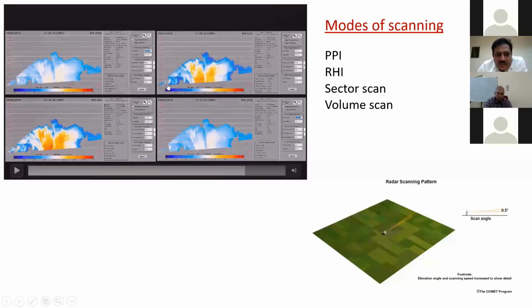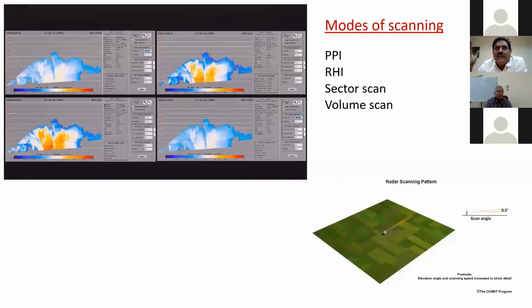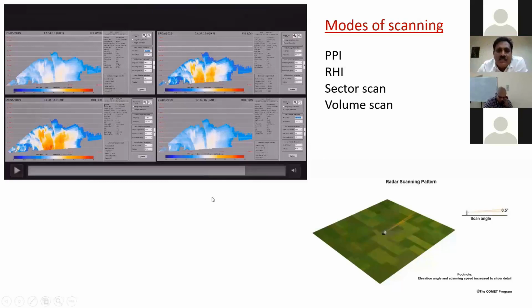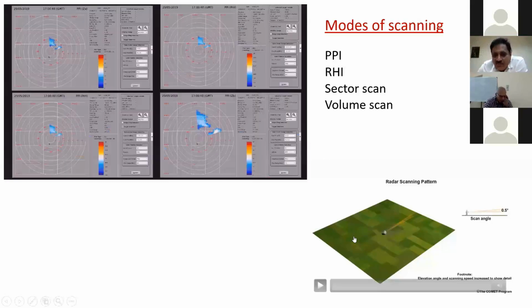You can see here, this is the range, and this is the height, and this is the vertical structure. If you are interested only in the vertical structure, you can make an RHI map. And if you are interested only in some sector, you can choose the sector. If I want only azimuth from 0 to 90 degrees, you can scan in that mode also. But traditionally people use this kind of volume scan.